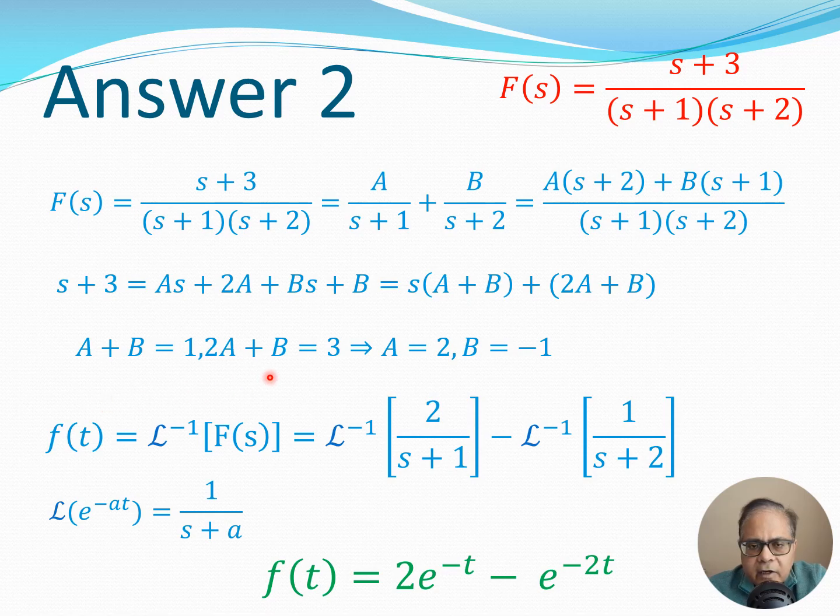Now therefore I can write this particular F of s in this manner. So f of t would be inverse Laplace of F of s, which would be inverse Laplace of 2 by s plus 1 minus inverse Laplace of 1 by s plus 2. Now, once I have got it in this form, the remaining is very simple. We know that the Laplace transform of e to the power minus at is 1 by s plus a. So looking at this, I can clearly see that f of t would be 2 into e to the power minus t minus e to the power minus 2t. So that's the function whose Laplace transform is given by this function in red here.